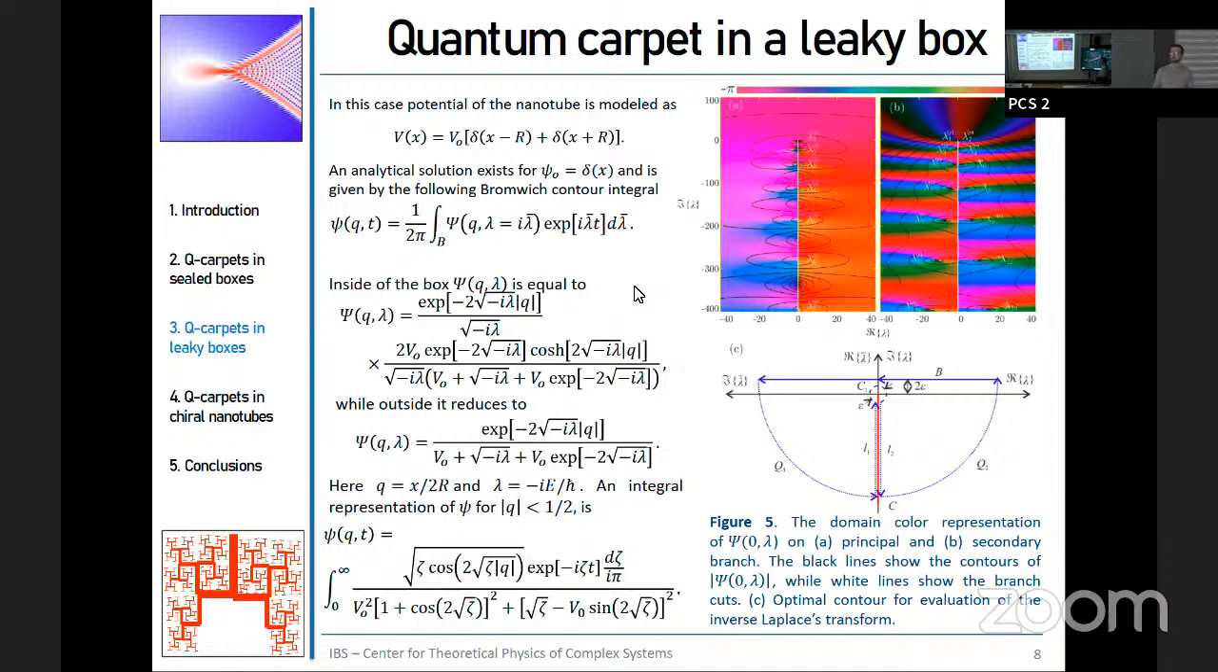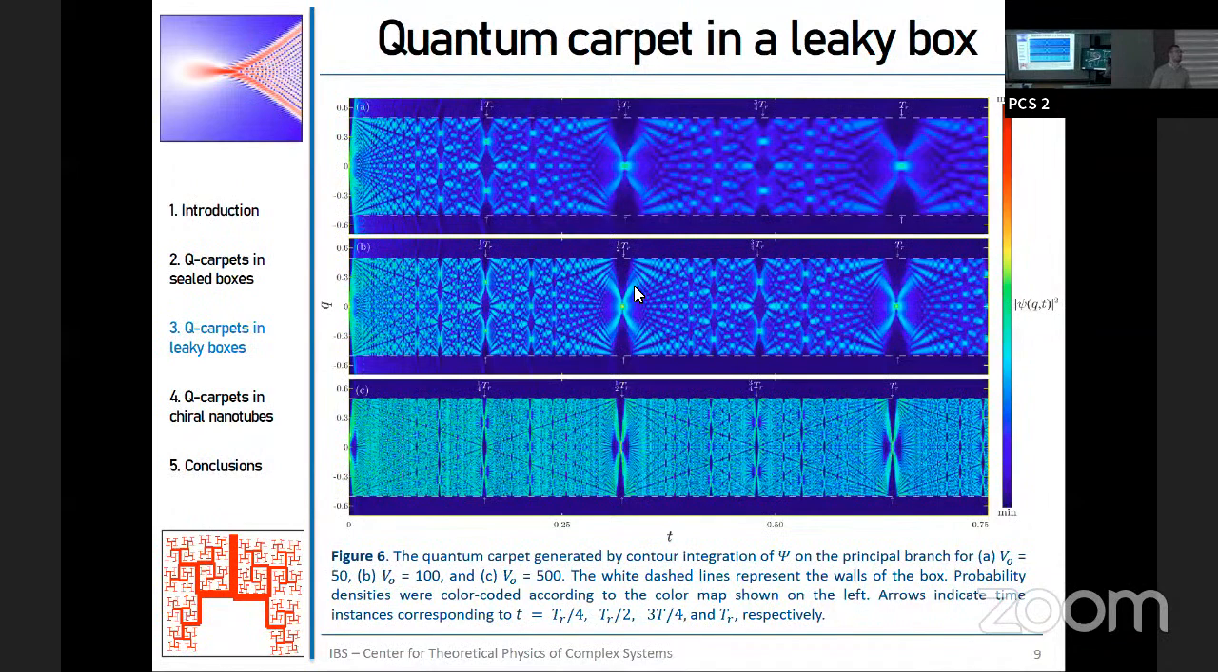And this is how quantum carpets in a leaky box look. So we see that quantum tunneling deteriorates the pattern. Well, that depends on how strong the tunneling is. You see various choices of the initial height of the potential, but the overall structure is unaffected by tunneling itself. I hope that you can see the structure of all those three carpets is essentially the same.